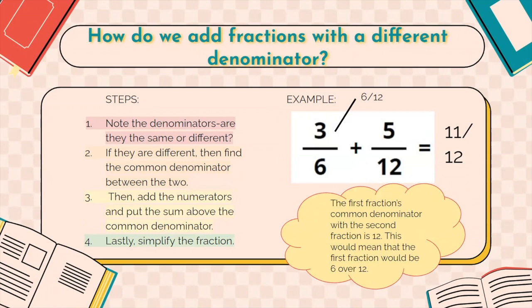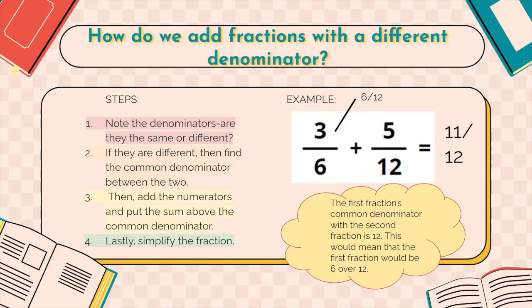Now let's look at how to add fractions with different denominators. First, we have to note whether the denominators are the same or different. If they are different, then find the common denominator between the two. Then we add the numerators and put the sum above the common denominator. Lastly, we simplify the fraction.